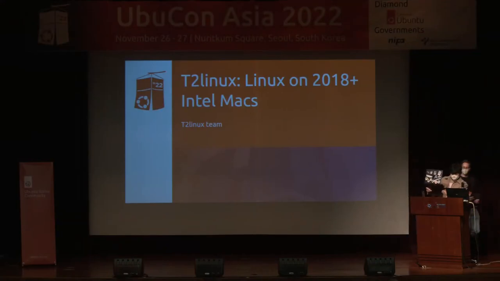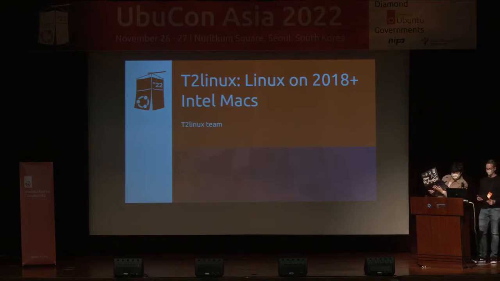Here's a T2 MacBook Pro. It has an Intel CPU and an AMD GPU, just like a normal PC. But this is not a normal PC. It has a special chip inside, the T2 chip. Apple says that it's a security chip.